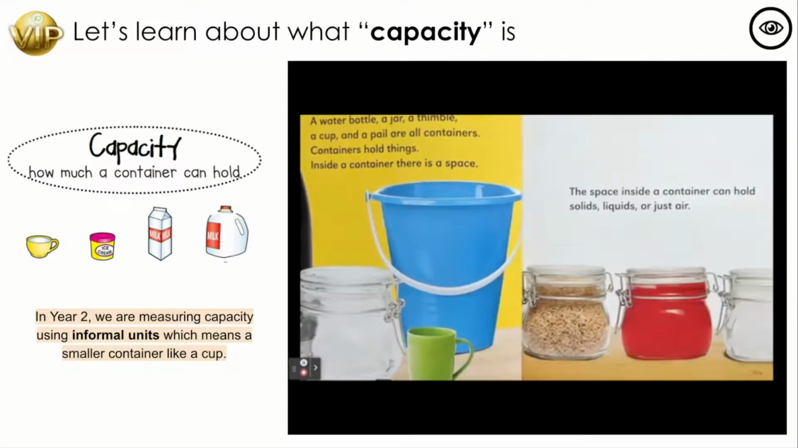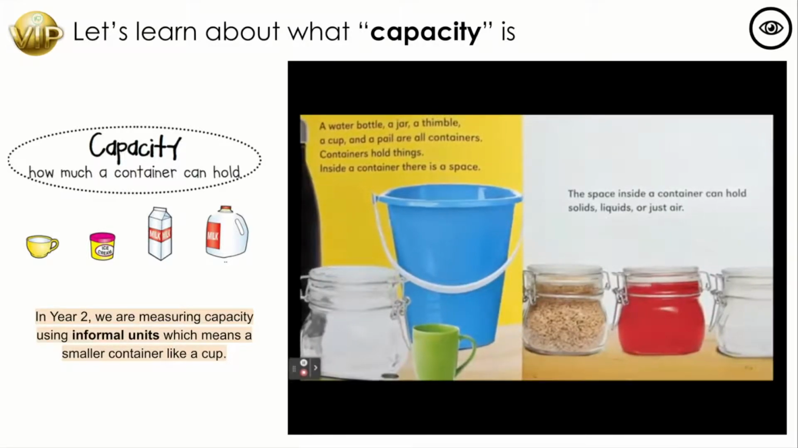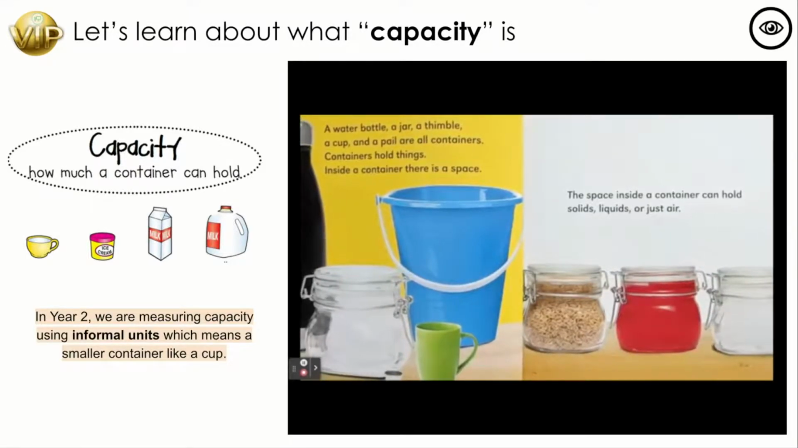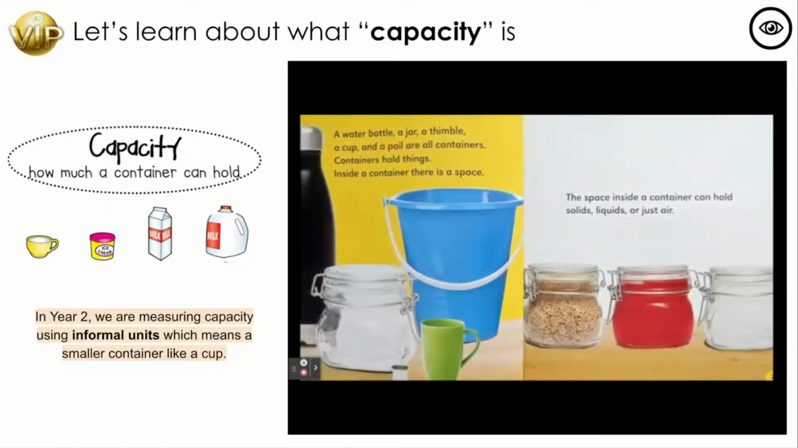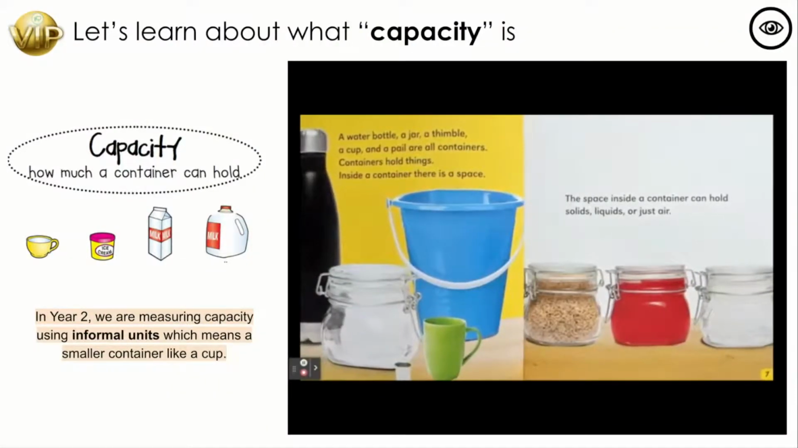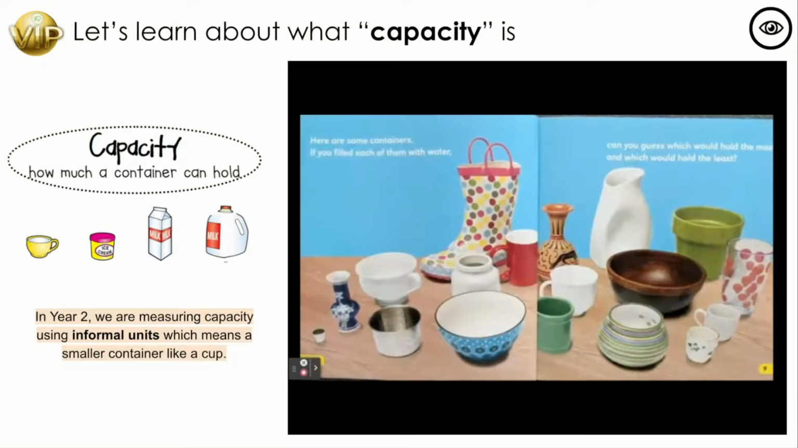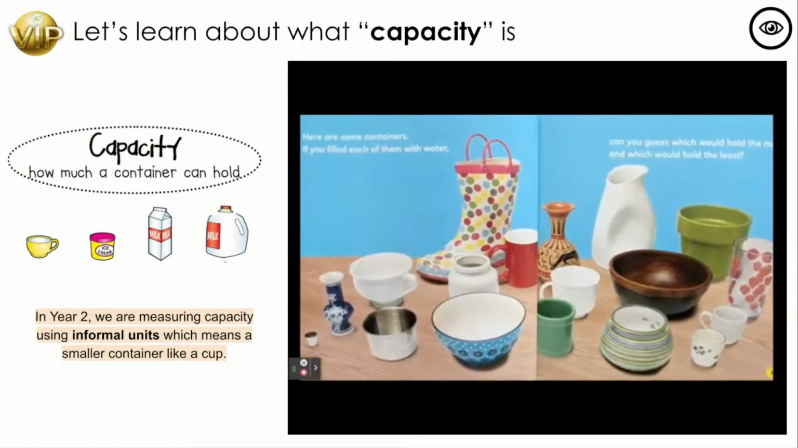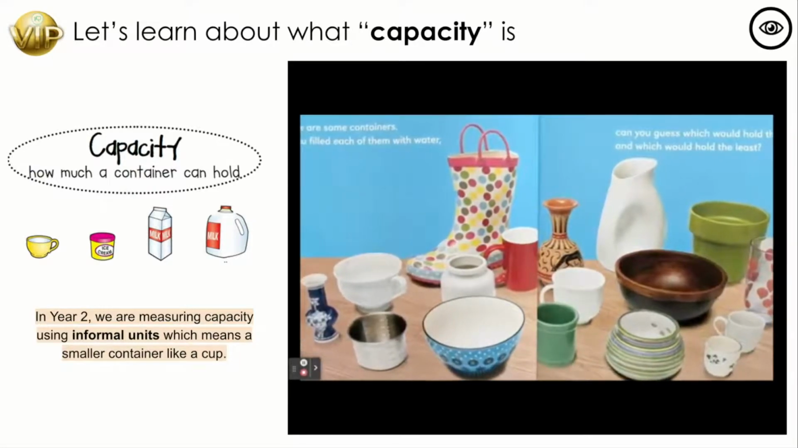A water bottle, a jar, a thimble, a cup, and a pail or a bucket are all containers. Containers hold things. Inside a container, there is space. The space inside a container can hold solids, liquids, or even just air. Here are some containers. If you filled each of them with water, can you guess which one would hold the most and which one would hold the least?